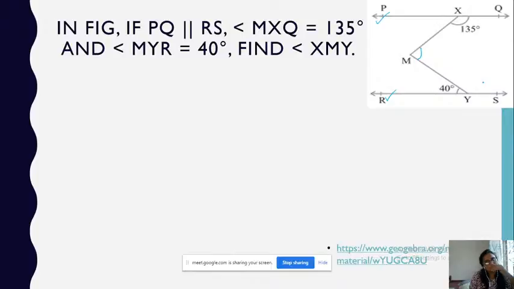Ma'am, by using linear pair axiom, we can say that angle MY is equal to 140 degrees. Angle MY. Which angle, Vasanta?